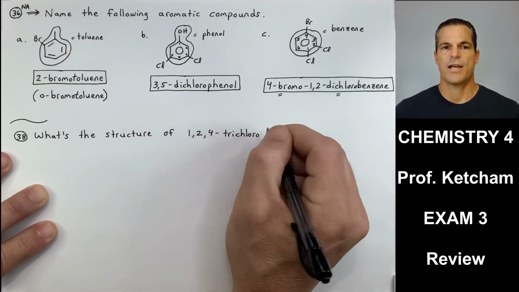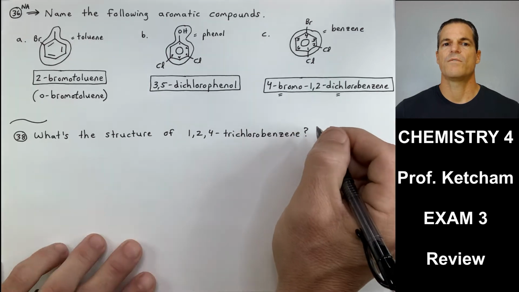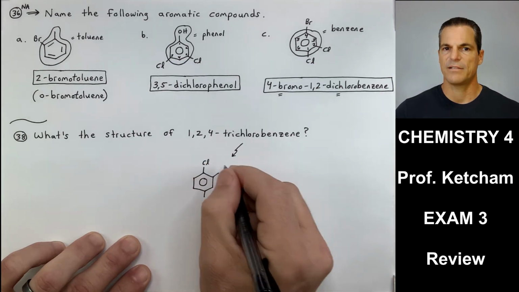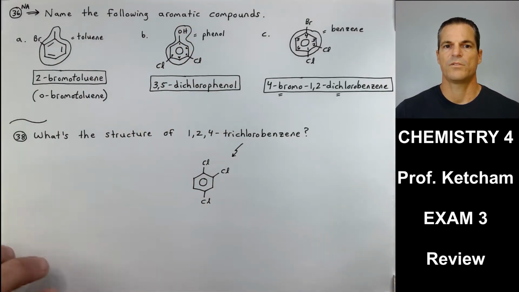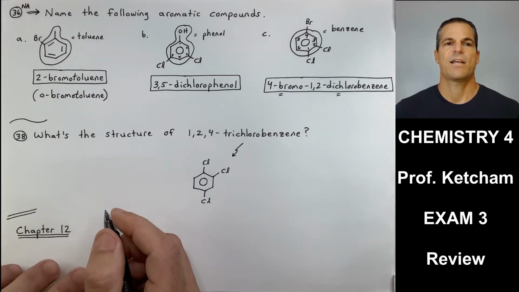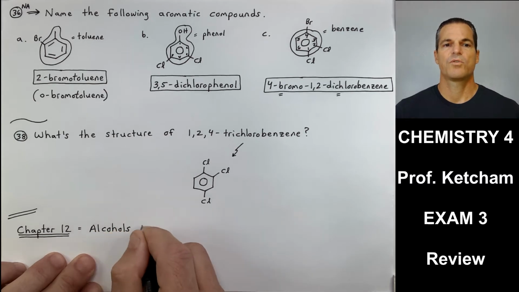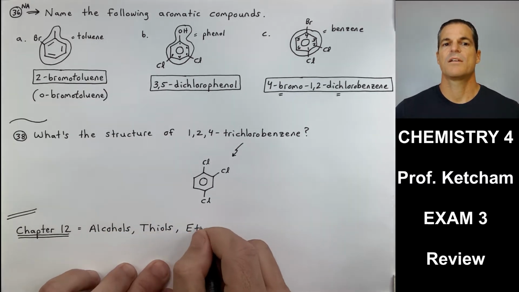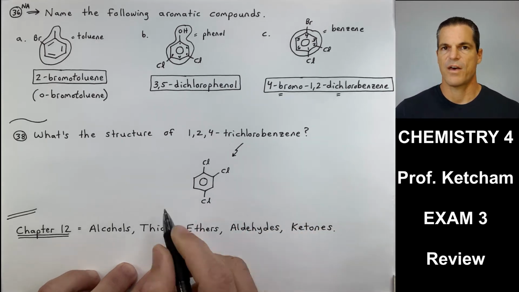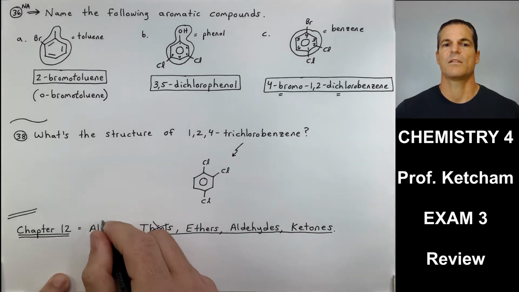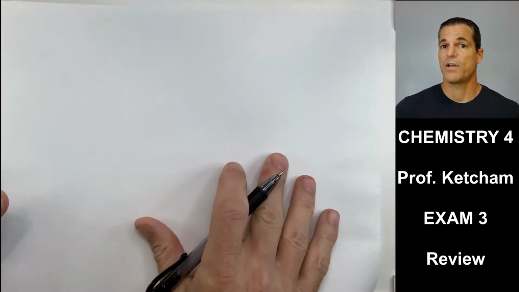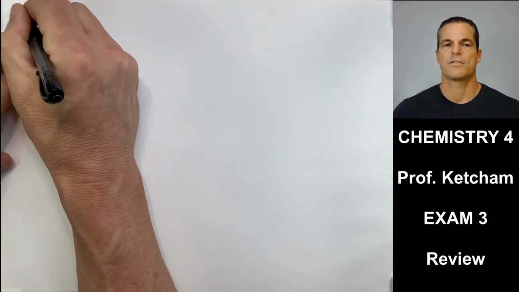Number 38 in chapter 11 still. What's the structure of 1,2,4-trichlorobenzene? So go to the end of it, you see benzene, draw benzene, and then you can arbitrarily pick your 1, 2, and 4 spots and put chloro in each. Okay? So that's it for chapter 11. Chapter 12 talks about alcohols, thiols, ethers, aldehydes, and ketones. We are not going to talk about thiols. Those are the sulfur compounds. We're focusing on oxygen compounds, alcohols, aldehydes, ketones preferentially, but there is some in there on ethers.